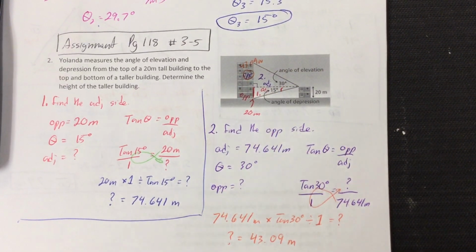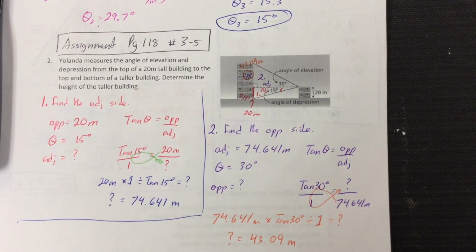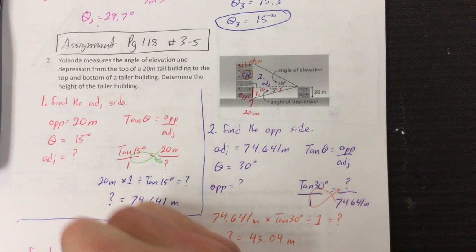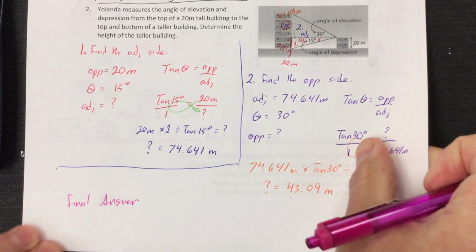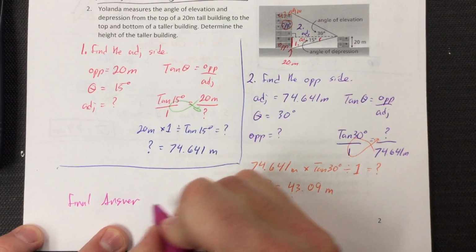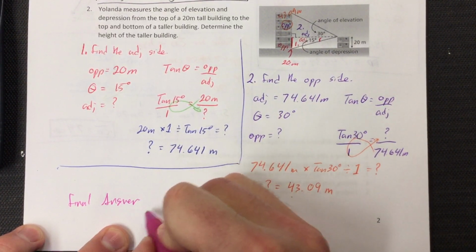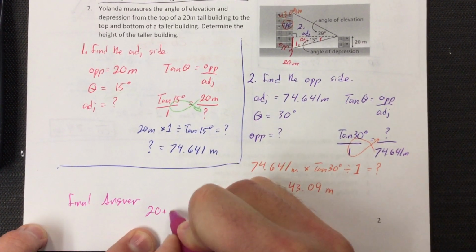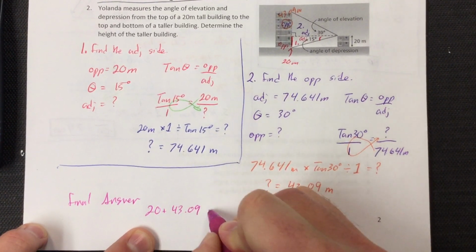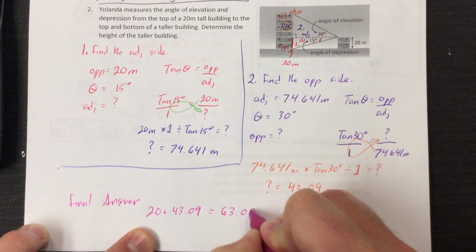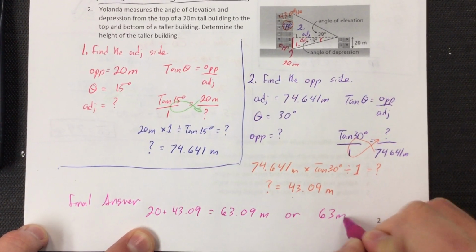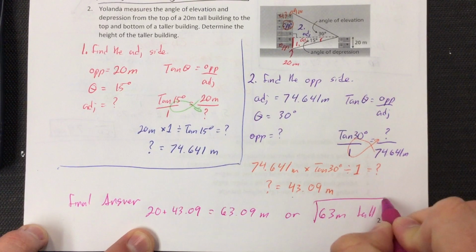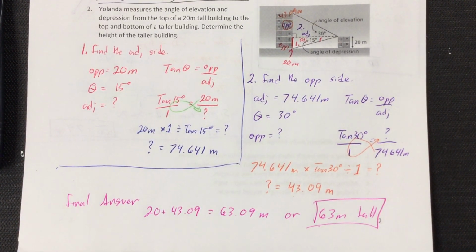We know what that is, 20. And so to get our final answer, I'm probably going to have to lift this up a little bit, aren't I? Yep, there we go. Okay, our final answer is we take both the opposites, so 20 plus 43.09 equals 63.09 meters, or 63 meters tall. And that is how we add up the two triangles. We need to add those two together.